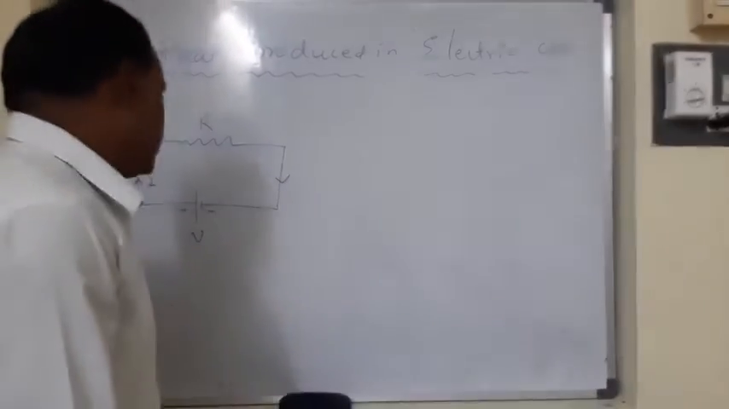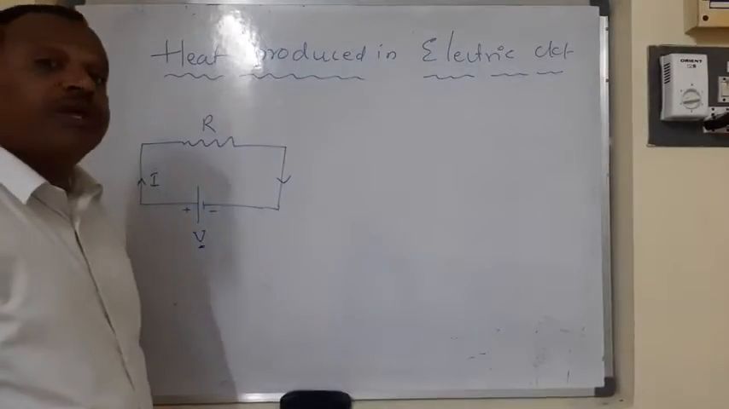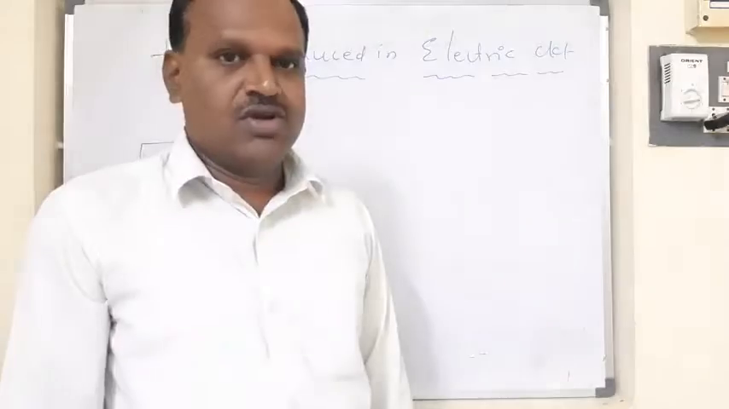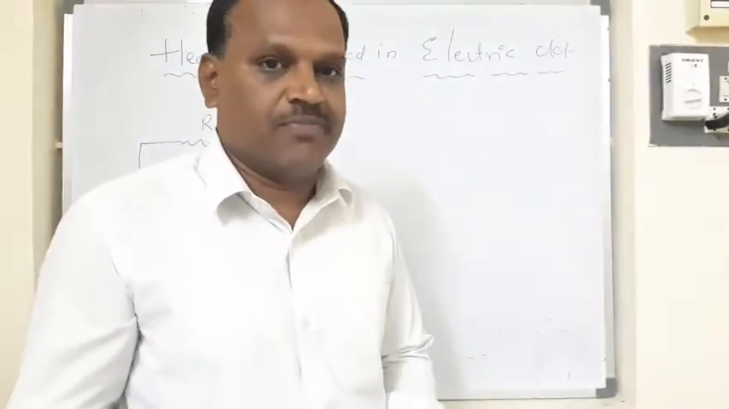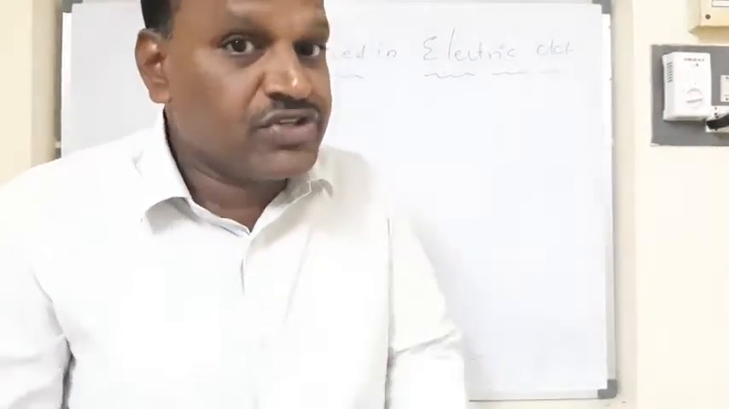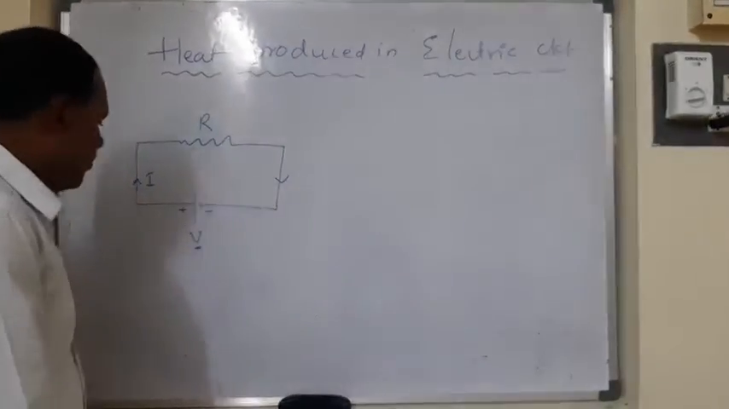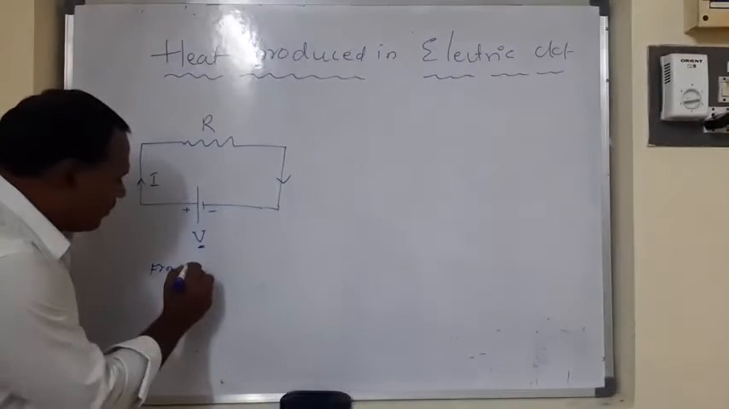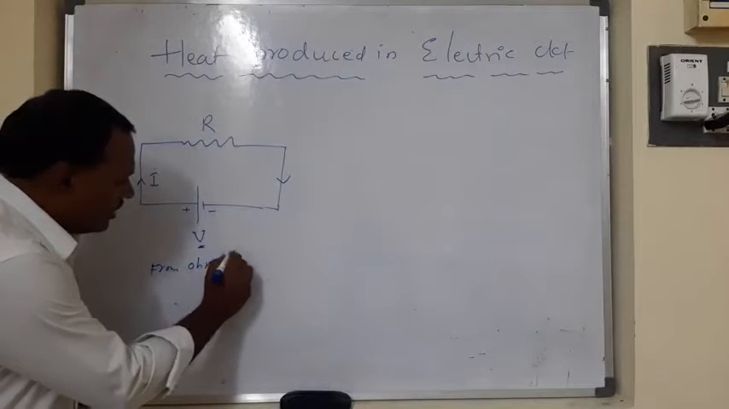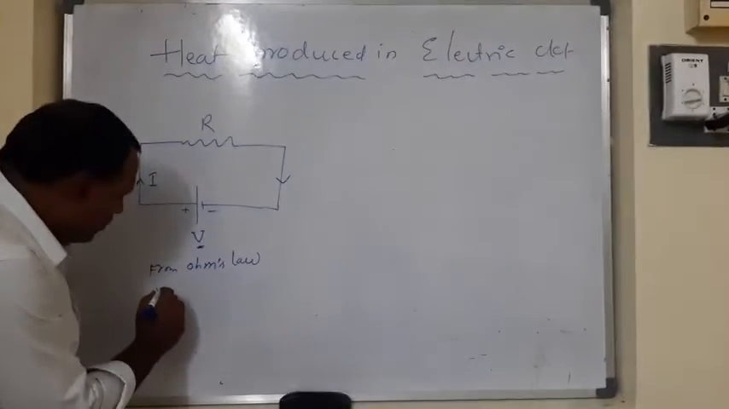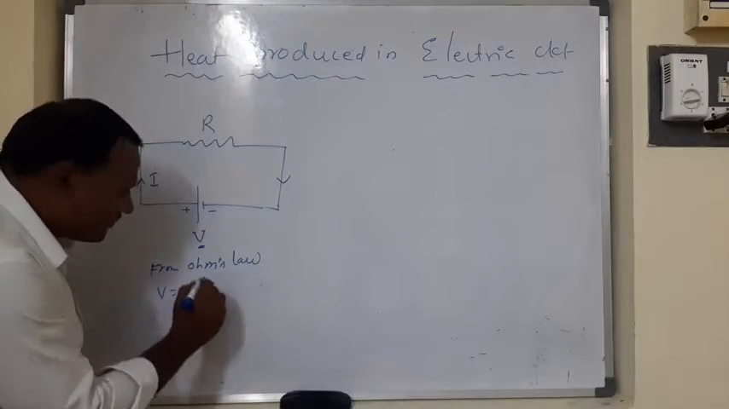And what is the equation for the heat energy? Here you have to remember that potential is the amount of work done to move a charge. To move a charge we require to do work. The amount of work done per unit charge is called the potential. That is the definition. Now, by Ohm's law, what is the equation for potential? From Ohm's law we can write V is equal to IR.